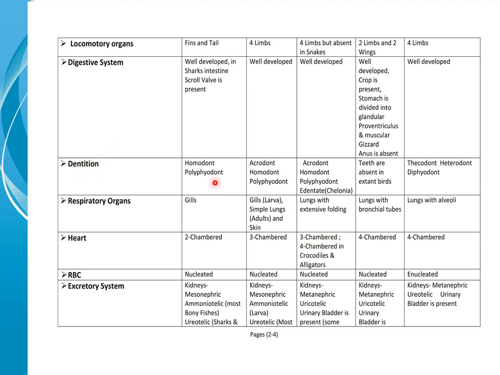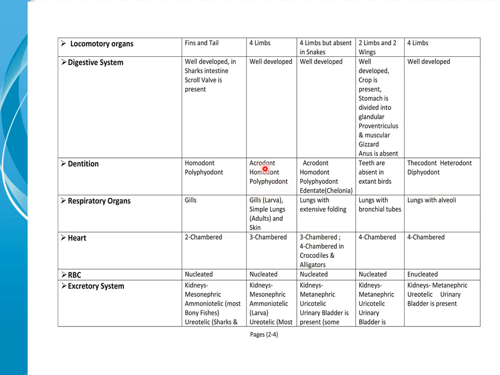Dentition. The type of dentition in fishes is homodont and polyphyodont. Homo means similar, dont means teeth, so all the teeth are of similar type in case of fishes. And poly means many times, phyodont, the teeth arise more than 2 times in their lifetime, so polyphyodont. If the first set falls, the second arises, and thus more than 2 times teeth will arise in their life cycle. In case of amphibia, the teeth are acrodont, homodont and polyphyodont.